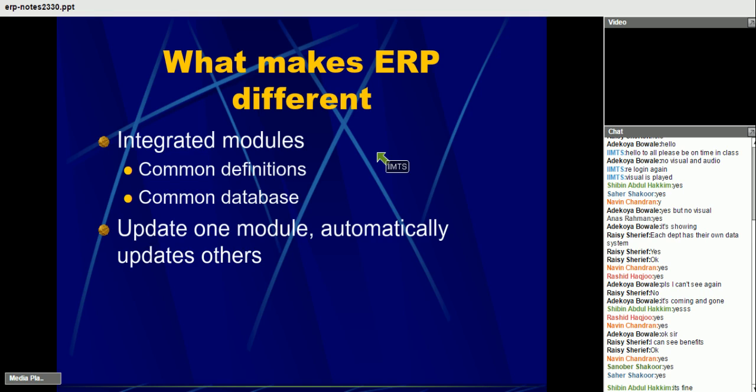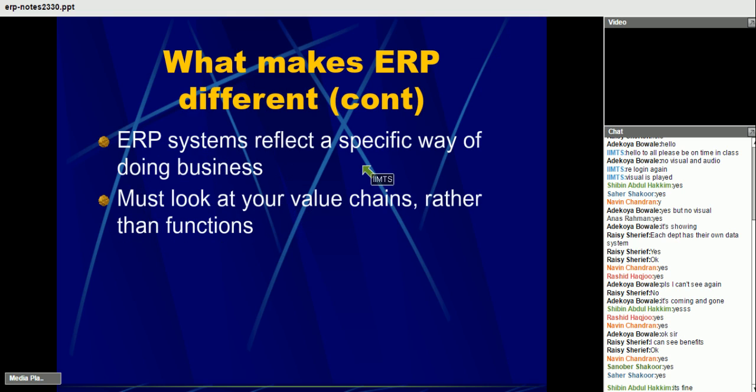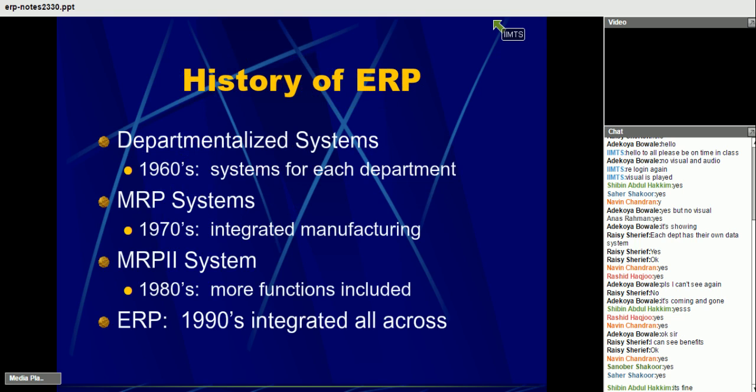That means you do not have to put in double effort, entering your data once here and once there. That will not happen. Because number 1, ERP has a common database and common definitions. Number 2, when you update certain data, it automatically gets updated in other places within the system as well. Then the ERP system reflects a specific way of doing business and must look at your value chains rather than functions.